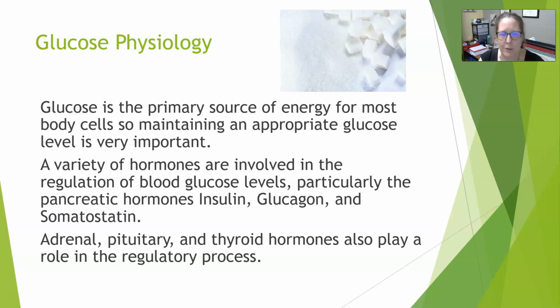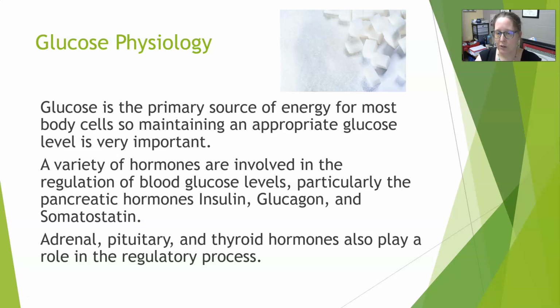A variety of hormones are involved in the regulation of blood glucose levels, particularly the pancreatic hormones insulin, glucagon, and somatostatin. Insulin is going to be secreted when blood glucose is high, and its job is to get it inside the cells and to get excess glucose stored as glycogen or stored as fat.